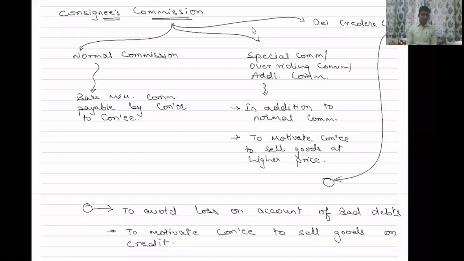Points to remember under that. The first one: the consignee's commission is calculated only with reference to goods sold by him. Goods sold by him. Next point.